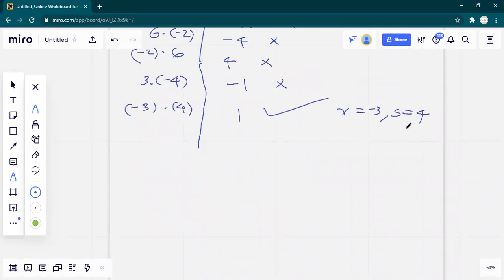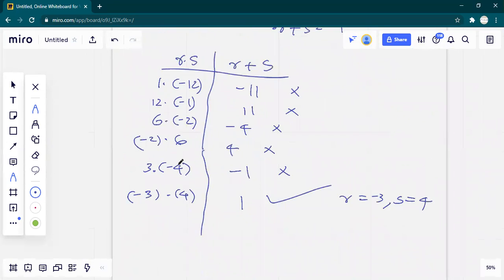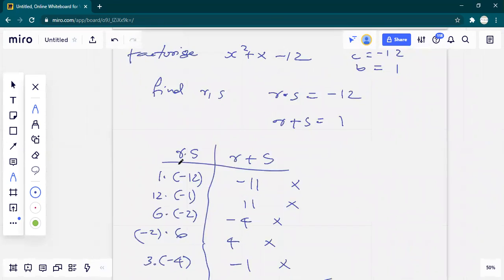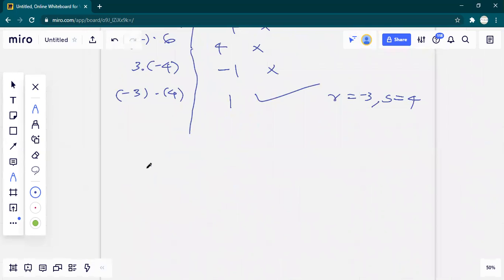R is equal to negative 3. S is equal to 4. So we can write our polynomial x squared plus x minus 12 as x squared plus, we can split the middle term as negative 3x plus 4x. Yeah, negative 3x means, yeah, we can write it negative 3x. Yeah, x squared minus 3x plus 4x and minus 12.